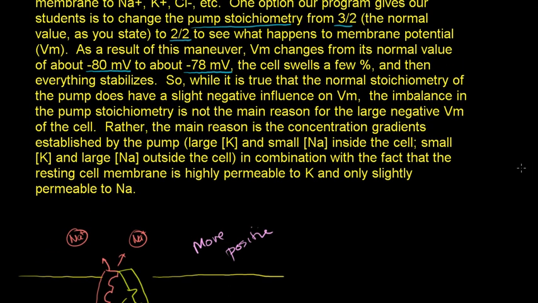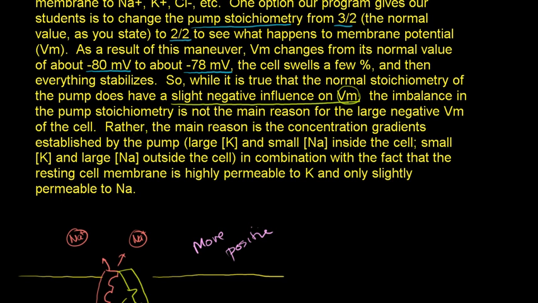So that leads to the question, then why do we have the potential if the stoichiometry, if this ratio is not the main cause? And then, so it says it changes a little bit. The potential difference becomes a little bit less. The cell swells a few percentage, and then everything stabilizes. So then he goes on to write, so while it is true that the normal stoichiometry of the pump does have a slight negative influence on the membrane potential, that's just the voltage across the membrane, the imbalance in the pump stoichiometry is not the main reason for the large negative membrane potential of the cell.